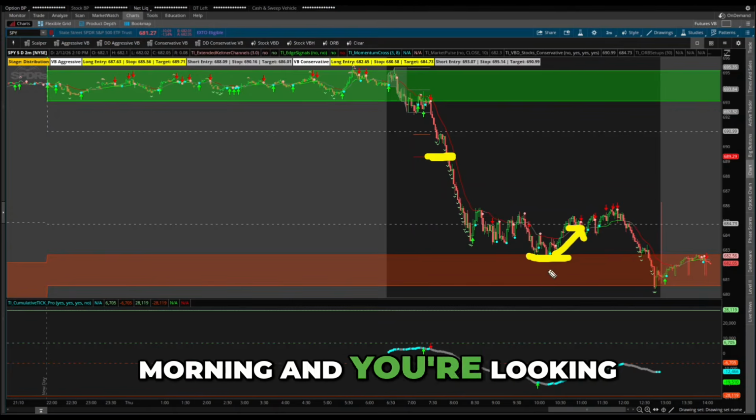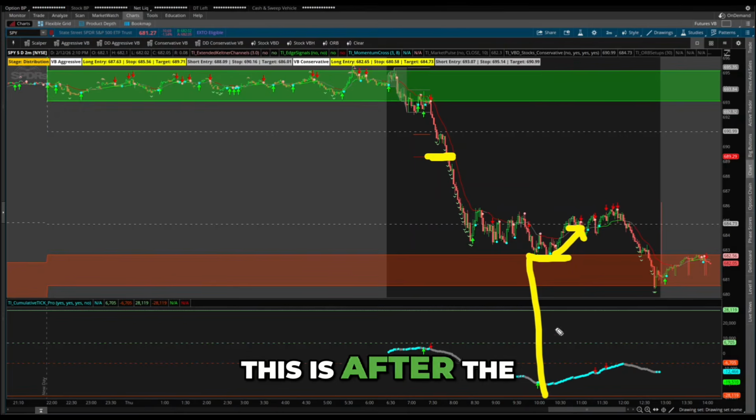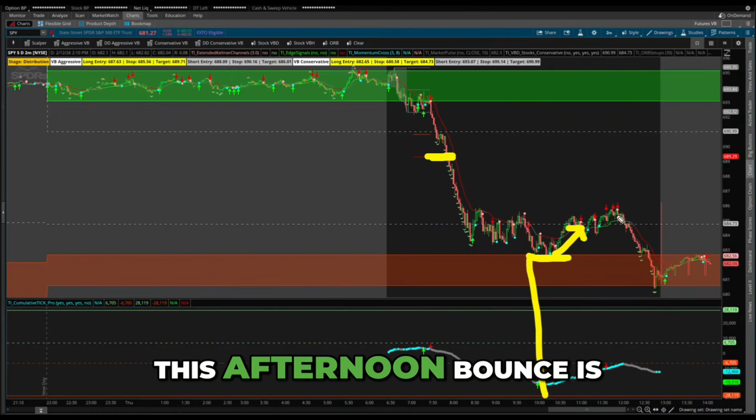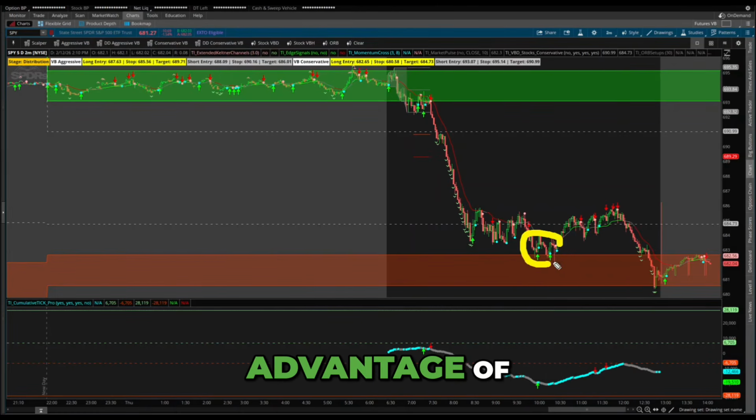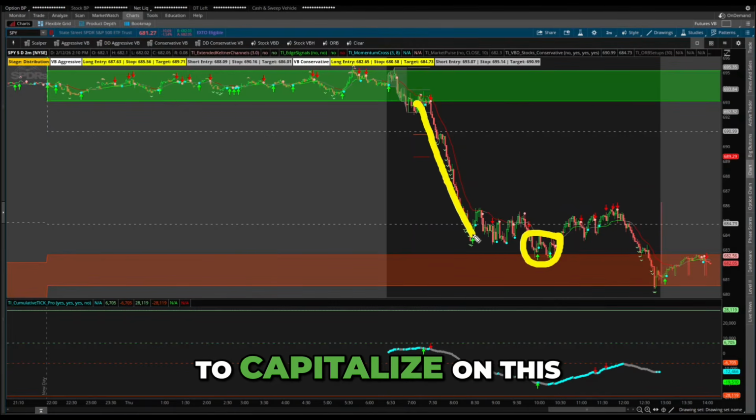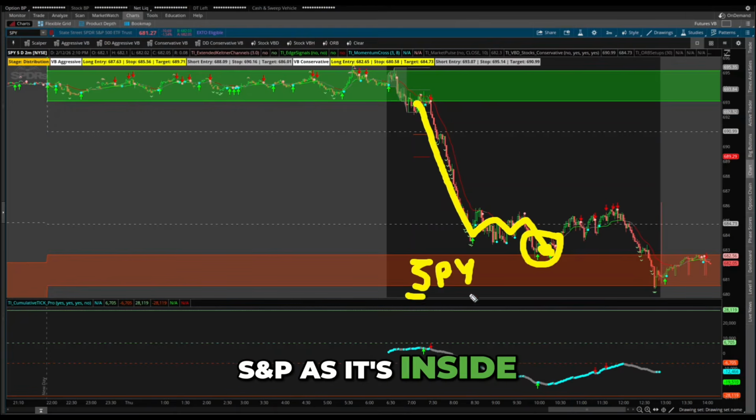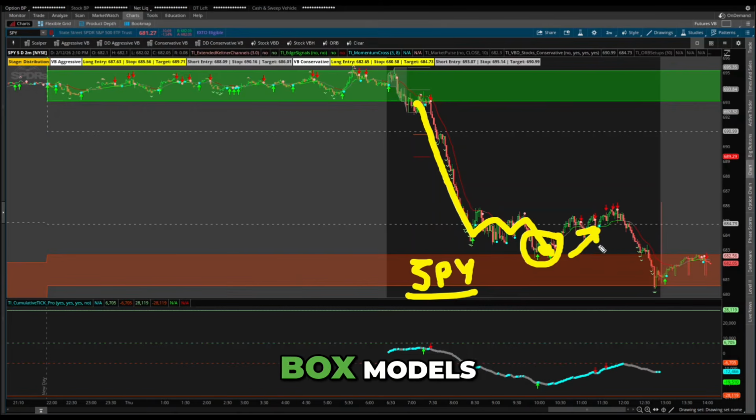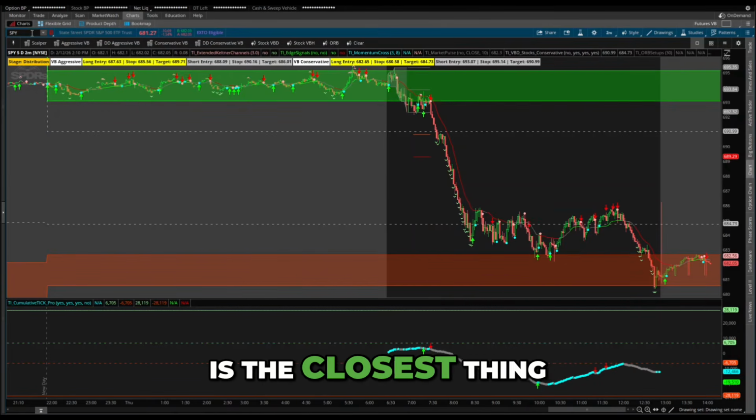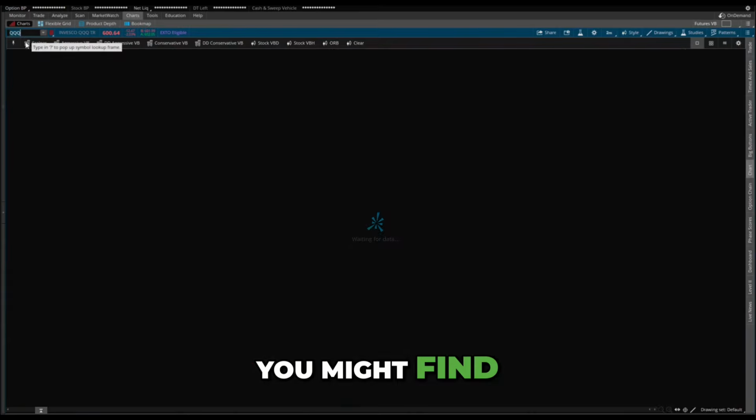If you missed the morning and you're looking at trading the afternoon, this is after the lunchtime hour. This afternoon bounce is what you can take advantage of. It's still a way to capitalize on this overdone volatility, taking advantage of the S&P as it's inside of its conservative volatility box models for what I think is the closest thing to a no-brainer trade you might find.